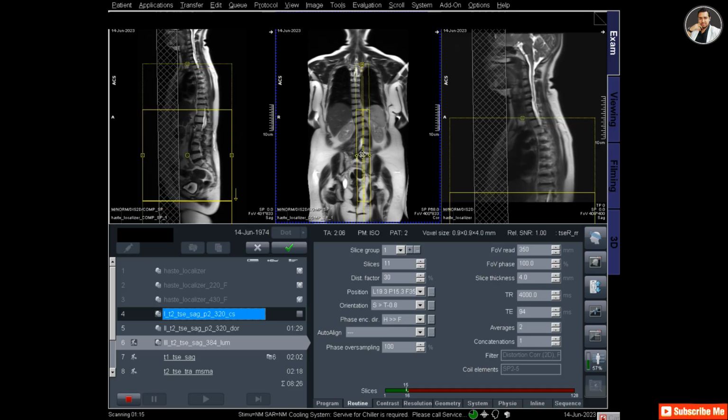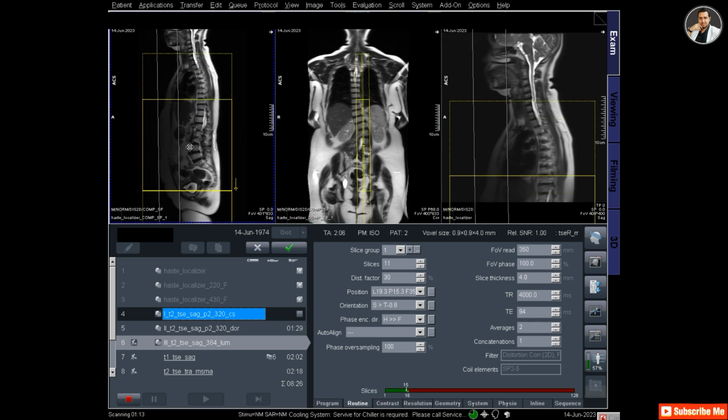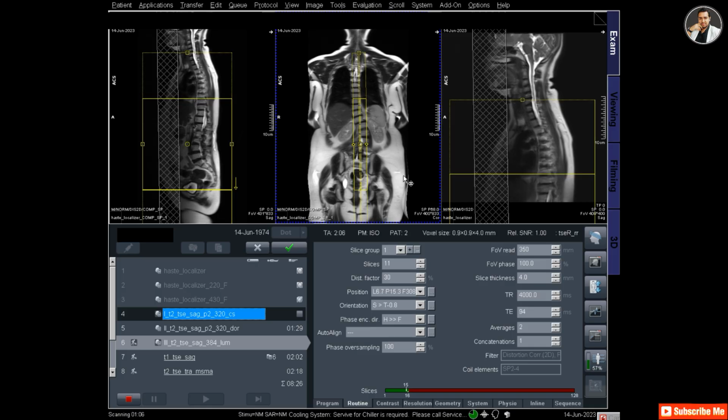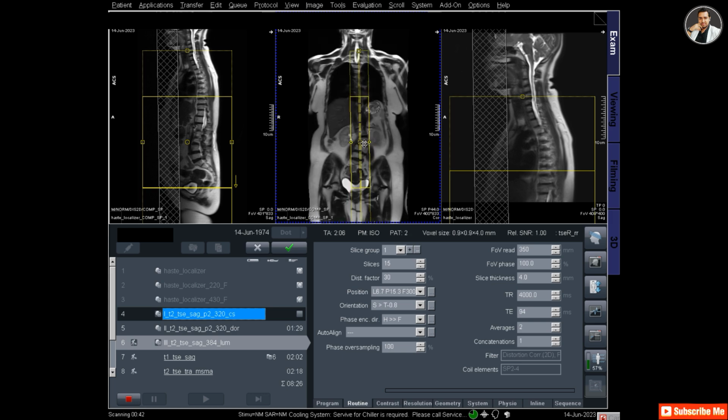So you can see that I am now planning for the lumbar spine, and it's the most curved. I have to keep the positioning block in the center, and I have to increase the slice number so that it covers the spine from right to left, and also it makes a parallel line along the other segments like dorsal and cervical. So that's the technique to plan for a scoliosis spine.